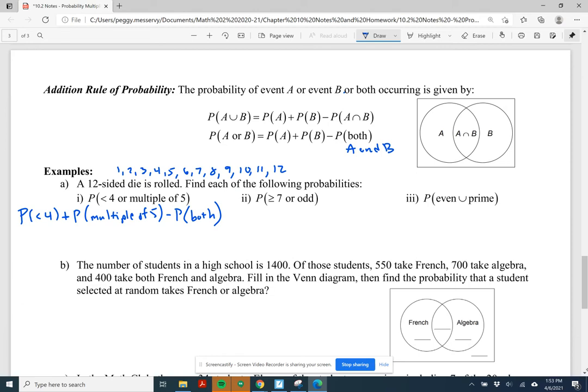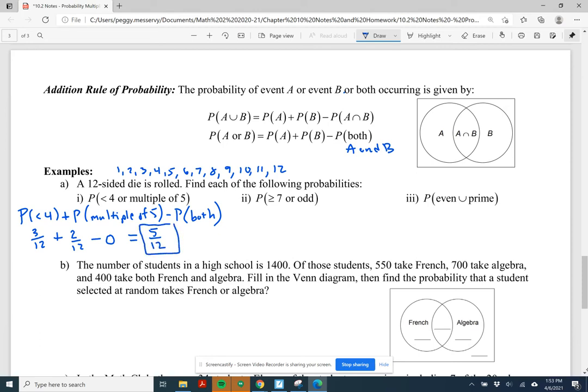So let's look at what happens. What's the probability of less than 4? Look at what we have. We have 3 out of the 12 that are less than 4. So that's 3/12. Probability that we have a multiple of 5. Well, the only multiples of 5 in that list are 5 and 10, so that's 2 out of 12. But then we have to subtract the probability that we have both. But notice, none of our multiples of 5 are less than 4. So the probability that it's both is going to be 0. You can't both be less than 4 and a multiple of 5 at the same time. So we've got 3/12 plus 2/12, which is 5/12.